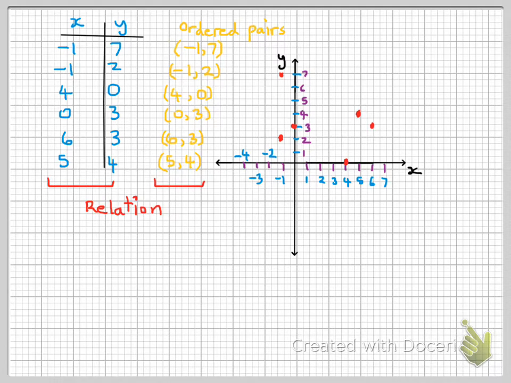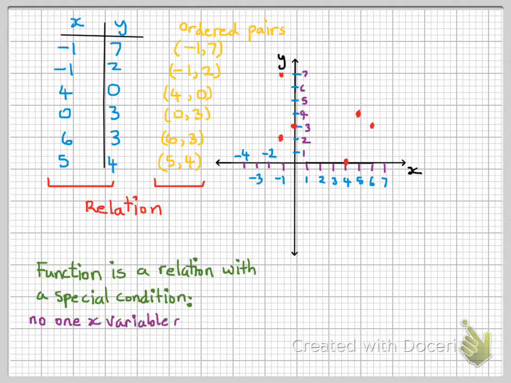Now, what is a function? A function is a relation that has a special characteristic. It has a special condition attached to it. What is this condition? The condition is that there is no one x variable that can be related to more than one y variable. Now, you have to pay attention to that.